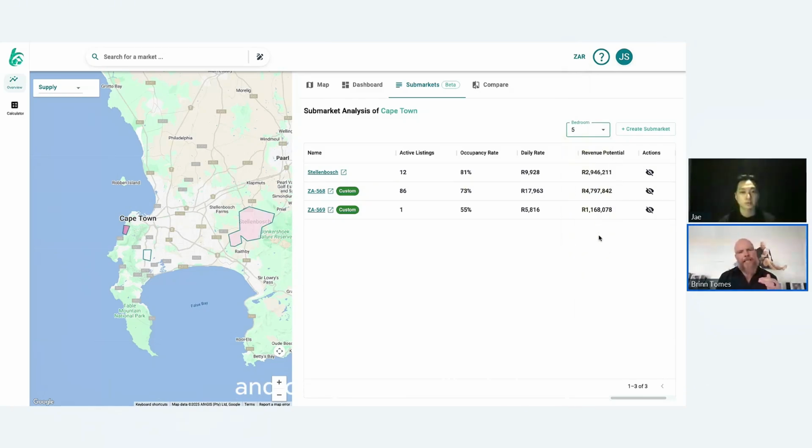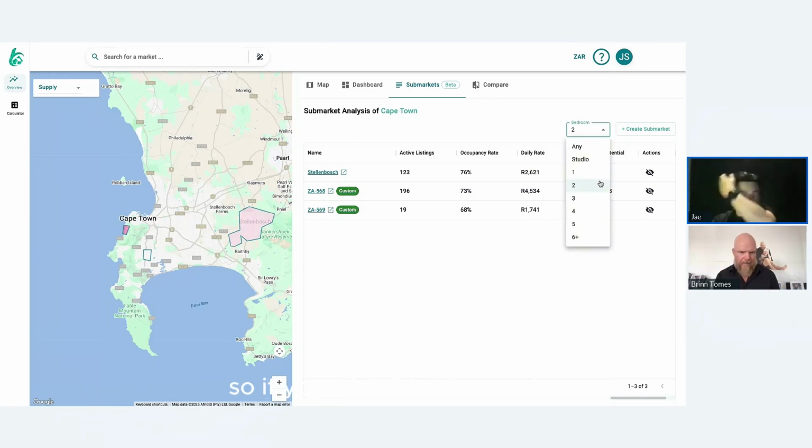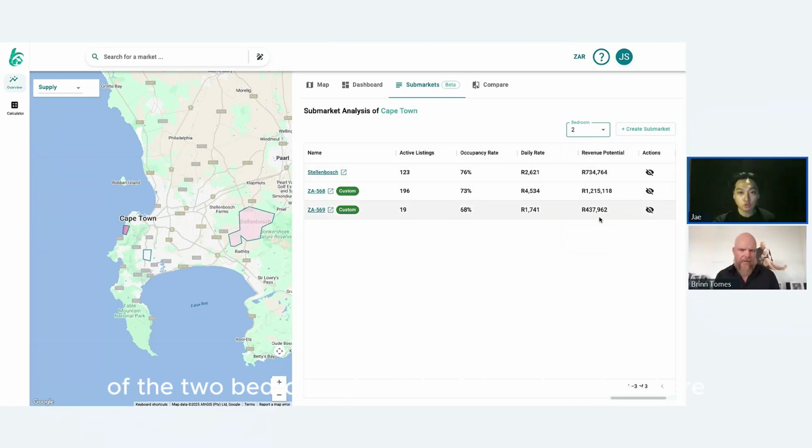And can you save, let's say, is that analyzing the bedroom configuration in those submarkets? So if you identify the submarkets, you can then say, right, I want to see 2 bedrooms in all these submarkets because I can only afford 2 bedrooms, for example. Is that what I'm understanding? So if you click 2 bedrooms here, this will show you the average revenue of the 2 bedrooms in each of the submarkets here. Okay, great.